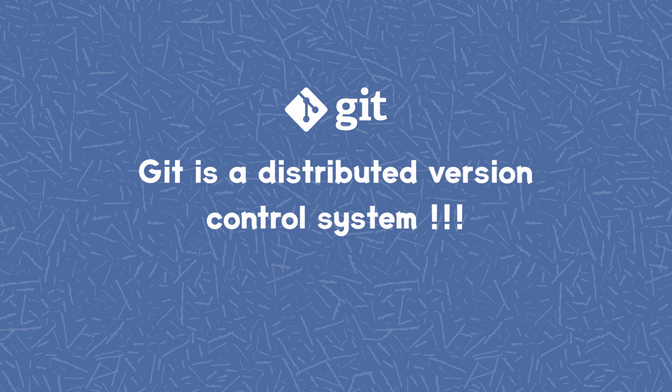Git is a distributed version control system. Git is fast. Nearly all operations are performed locally, giving it a huge speed advantage over centralized systems that constantly have to communicate.